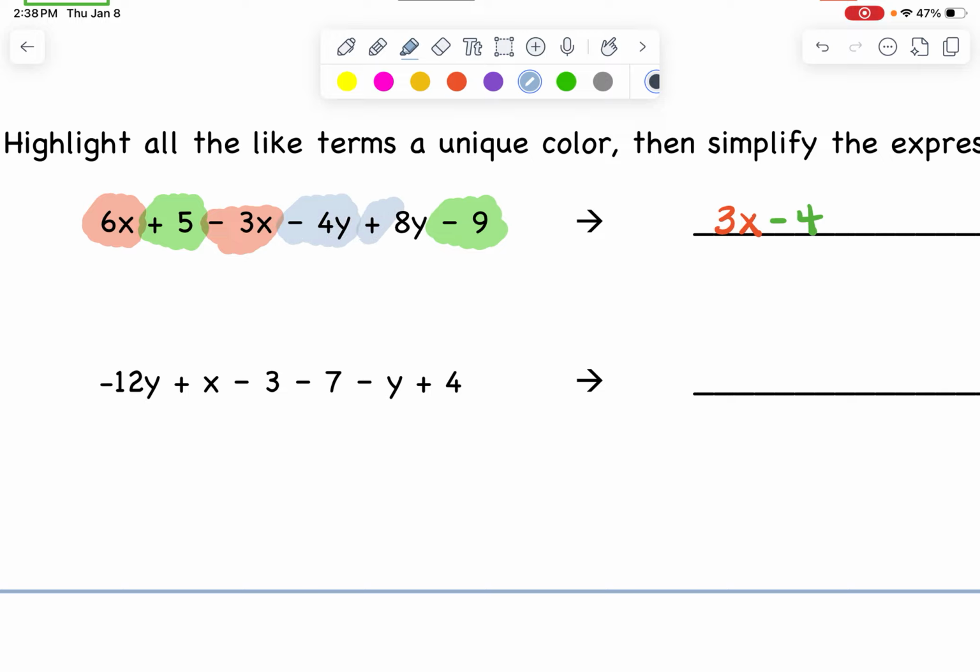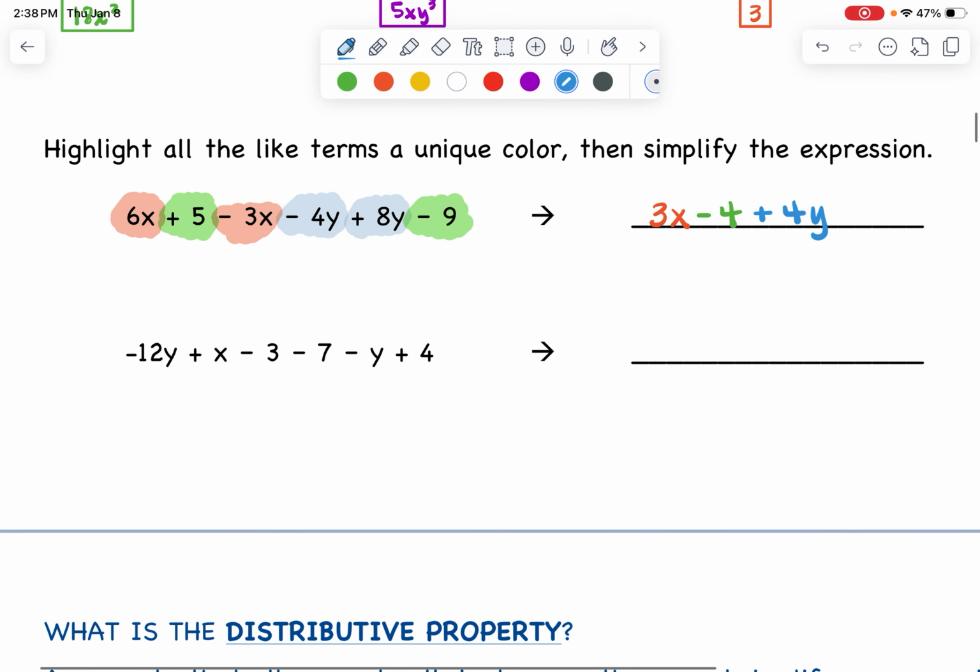And I notice right next door, I have another y term to him. So I have negative 4y's plus 8y's. So I'm going to do my integers, negative 4 plus 8, which is going to give me positive 4y. And that would be my new simplified expression. So instead of looking at my 6 terms, I condensed it down to 3, right? Which is always better.